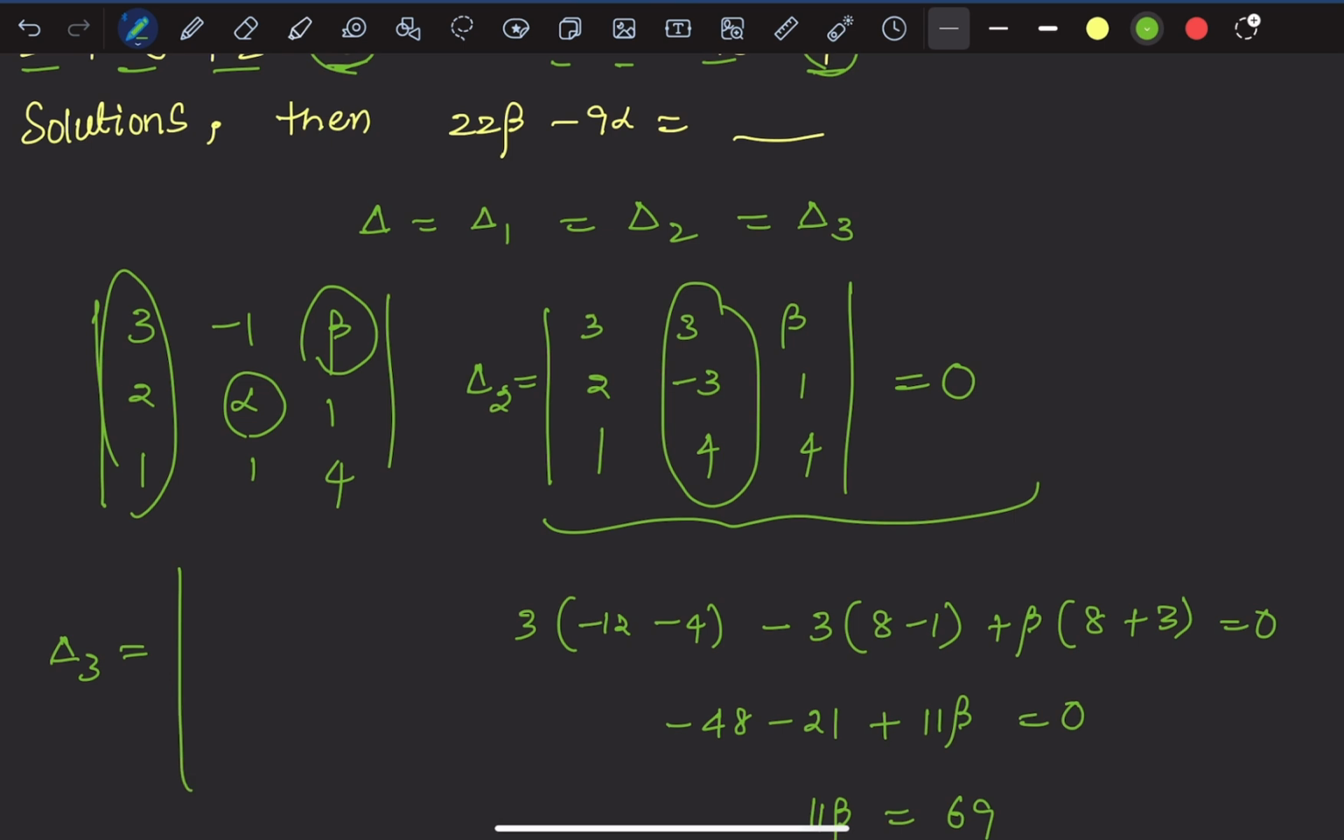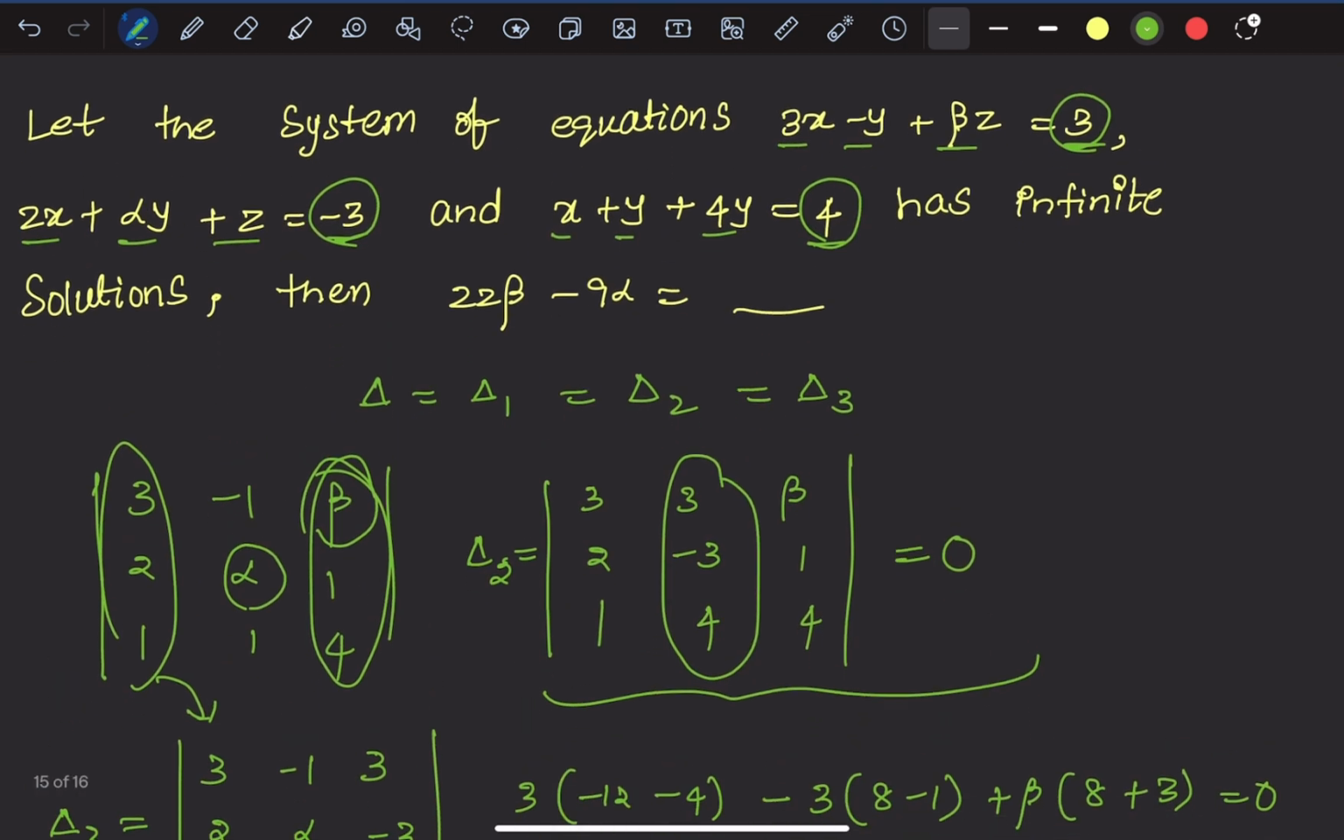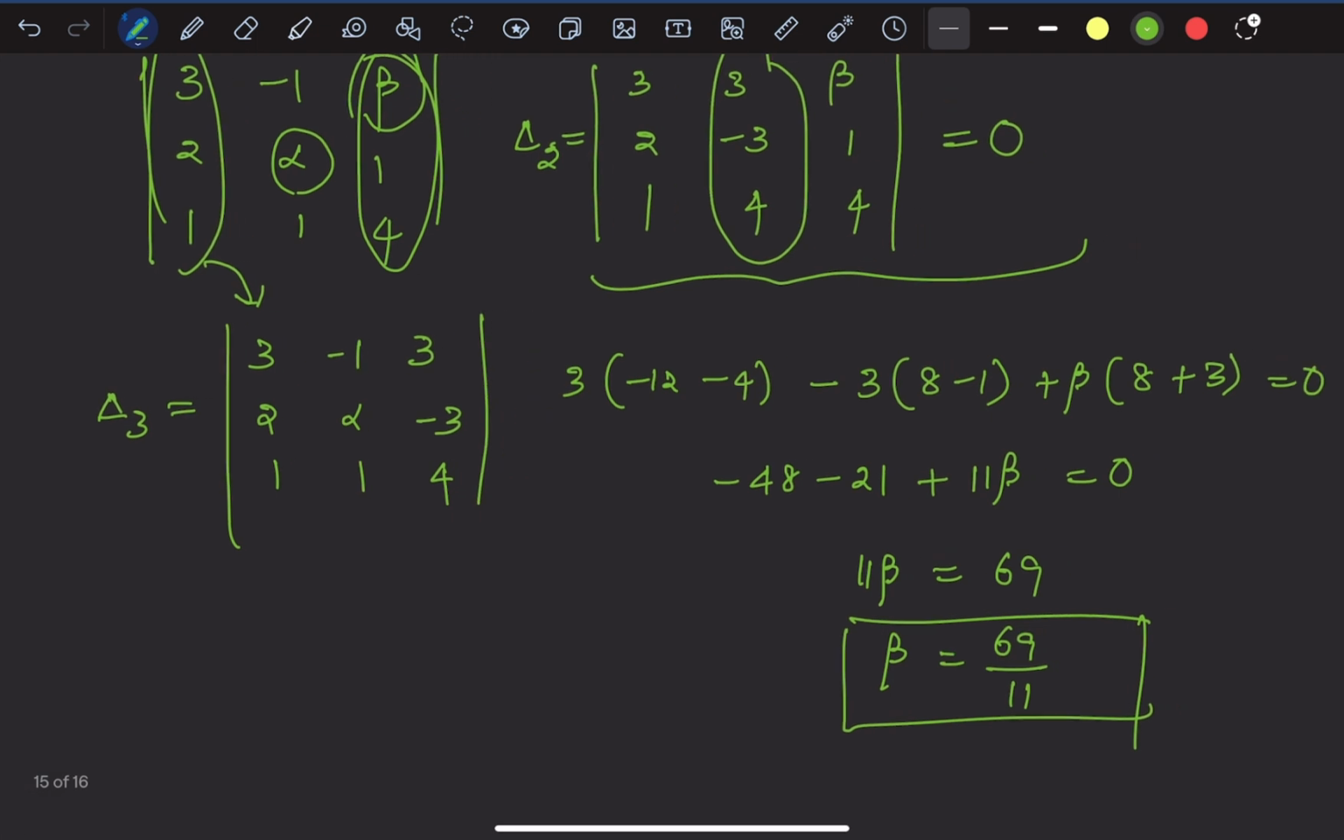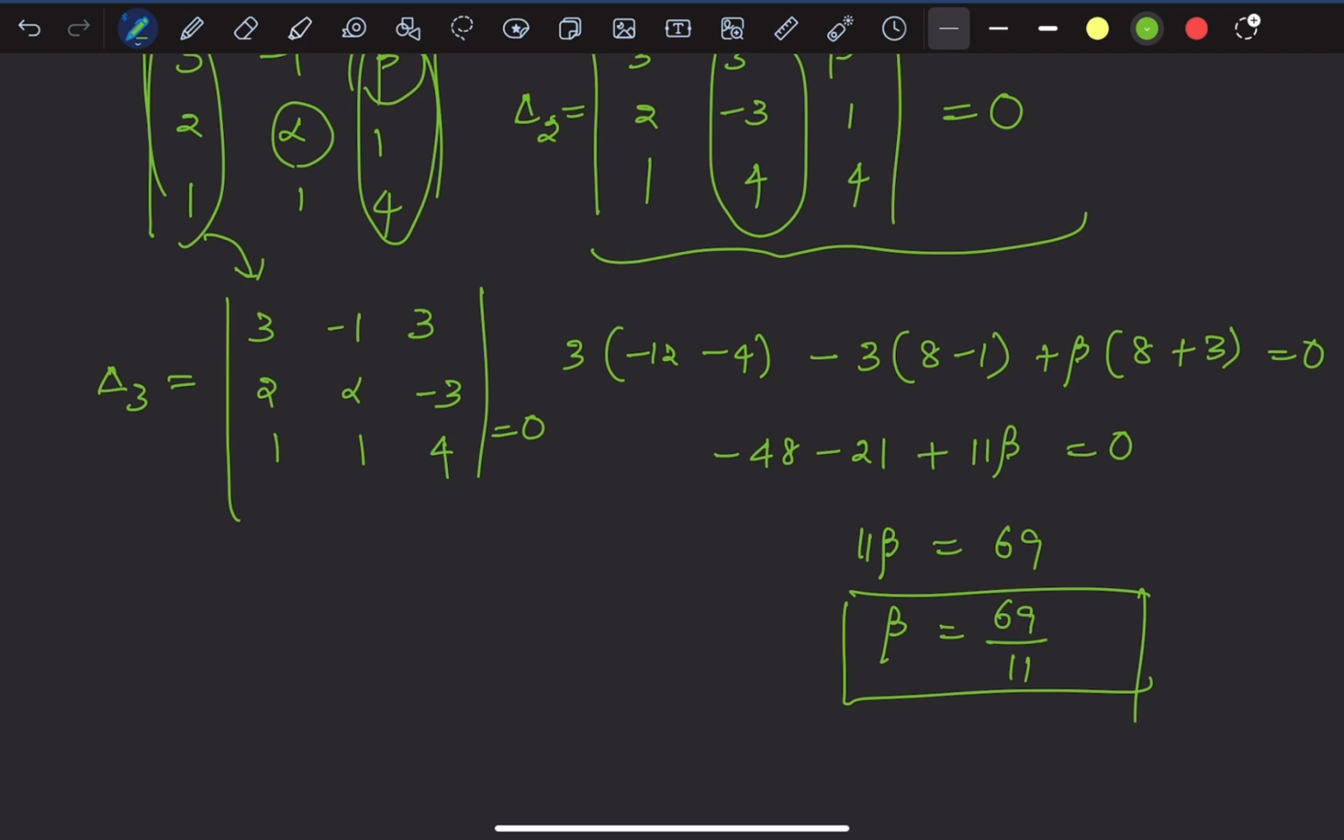So now let us see what delta 3 is. Delta 3 is, so you'll get the 3 2 1 here, 3 2 1. You'll get minus 1 alpha 1 also, but you have to replace the third column with 3 minus 3 and 4. So this is 3, this is minus 3 and 4. You have to replace the third column with these. So this is equal to 0. So expand the determinant. 3 times of 4 alpha plus 3, plus 1 into 8 plus 3, plus 3 times 2 minus alpha is equal to 0.